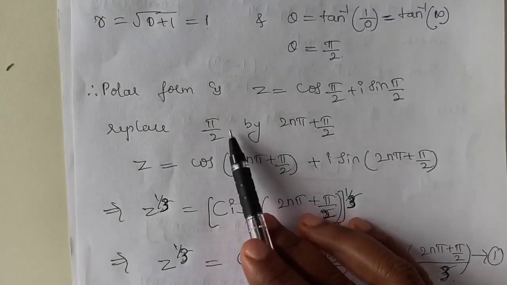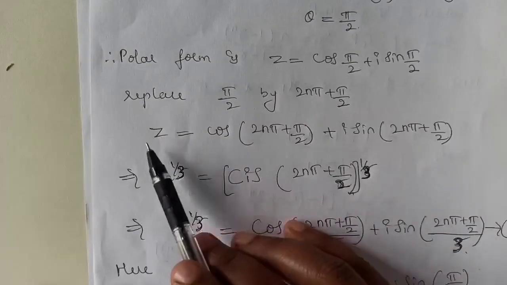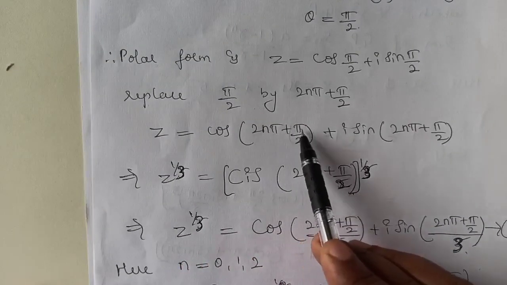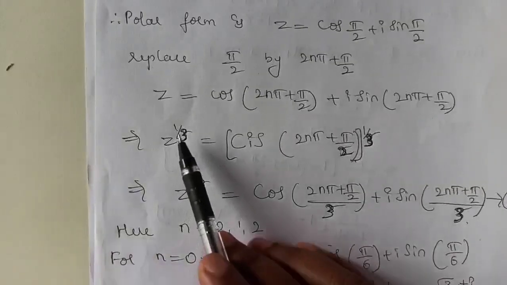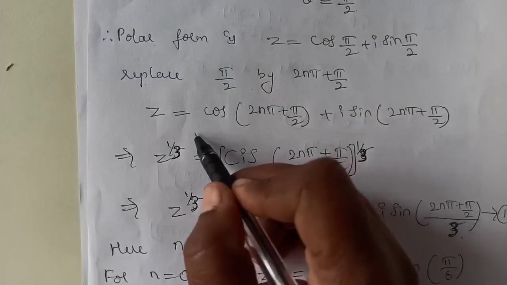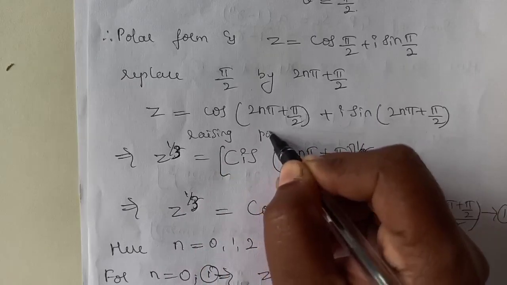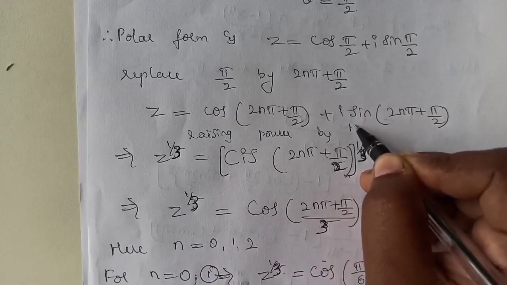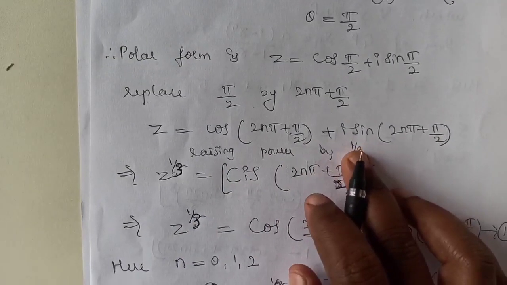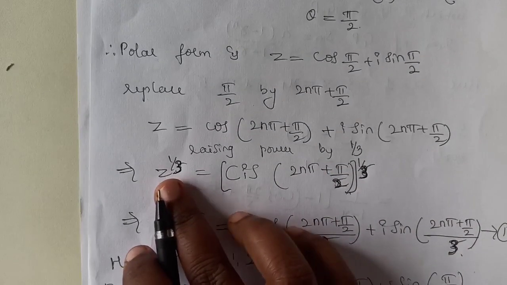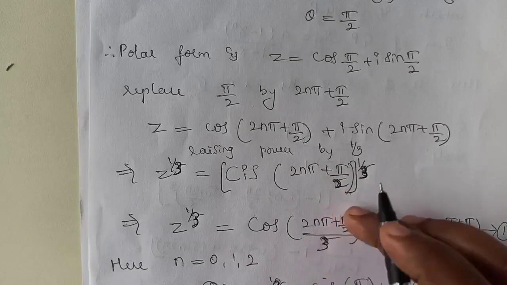Now replace pi by 2 by 2n pi plus pi by 2. So we get z equals cos of (2n pi plus pi by 2) plus i sin of (2n pi plus pi by 2). Now we raise the power on both sides by 1 by 3. Since we want to find the cube roots, we raise to the power 1 by 3. So raising to the power 1 by 3, we get z power 1 by 3 equals [cos of 2n pi plus pi by 2 plus i sin of 2n pi plus pi by 2] power 1 by 3.